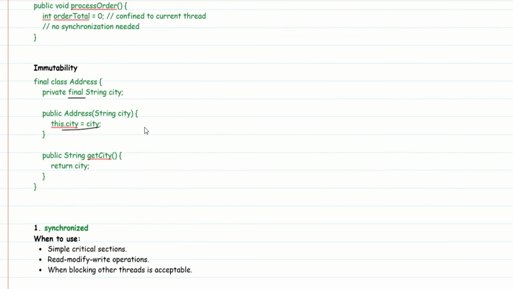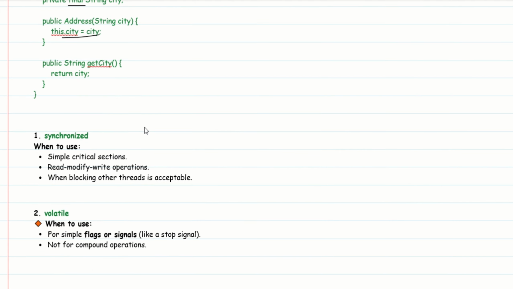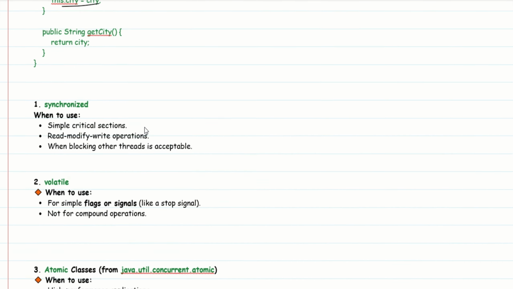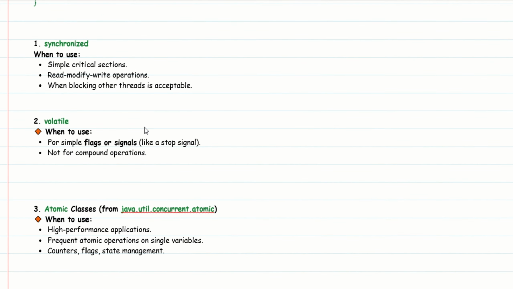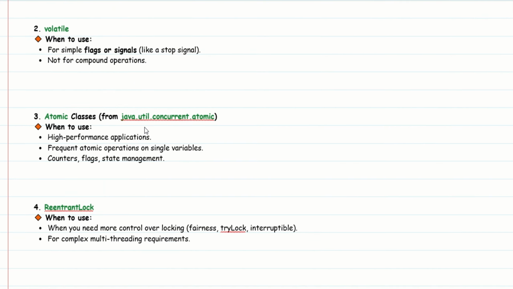You can use synchronized for a simple critical section, or for a read, modify, write operation, when blocking other threads is acceptable. Then volatile, as I mentioned, you can go for in flag cases or signals. If you are using either flags or signals, you can go for volatile.